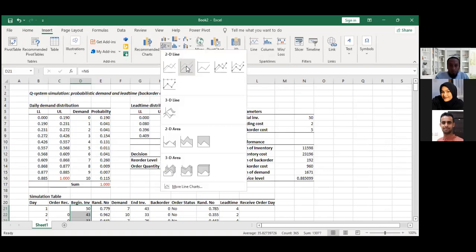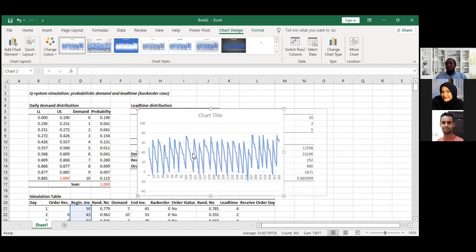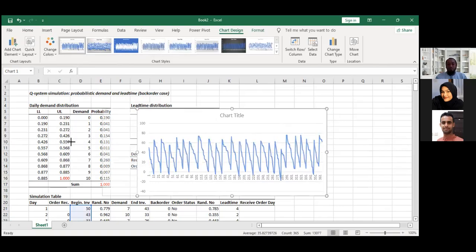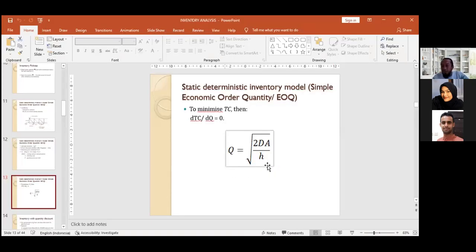Okay. Can you see, student? Okay. Maybe I can share. Now can you see my slide about inventory? Hello, student?